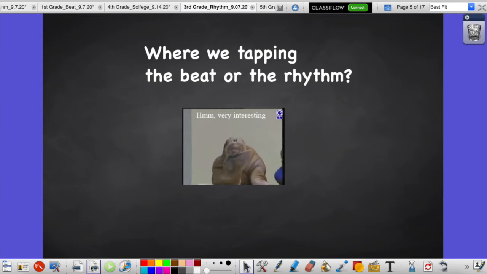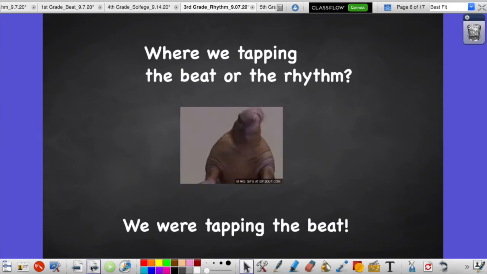So were we tapping the beat or the rhythm? That's my question for you. When they were playing the game with the rocks, were they with the beat or with rhythm? That's right. We were tapping the beat.